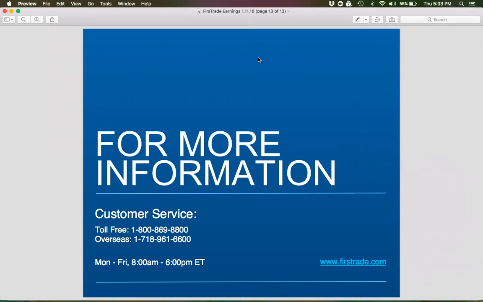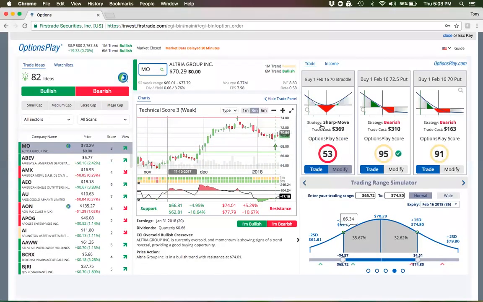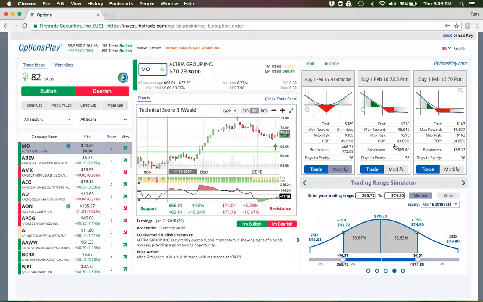Another question is, what is the options play score? A really good question. The options play score is a true risk to reward metric. What do I mean by that? Most trading platforms will give you breakdowns of a trade that looks like this, and it'll tell you what the cost of the trade is, what the max reward is, what the max risk is. Some of them will give you probability of profit for the more advanced platforms. It'll tell you what the break-even prices are for these strategies.